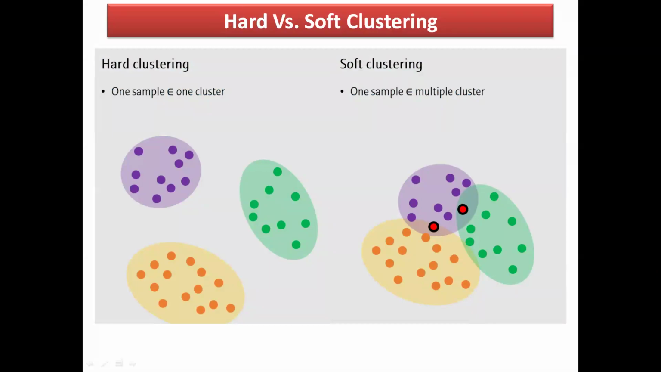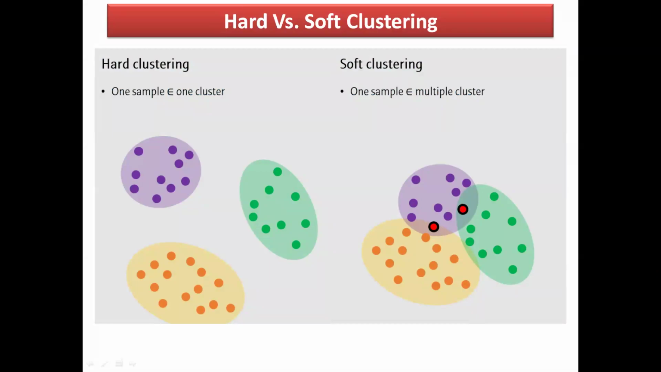Depending upon our research objectives, we have to decide which specific algorithm to take, whatever data we are taking, and how many clusters we have to form. In case of hard clustering, one sample or one data item is associated with a single cluster only. That is hard clustering. It means a one-to-one relationship. One data item is associated with one cluster.